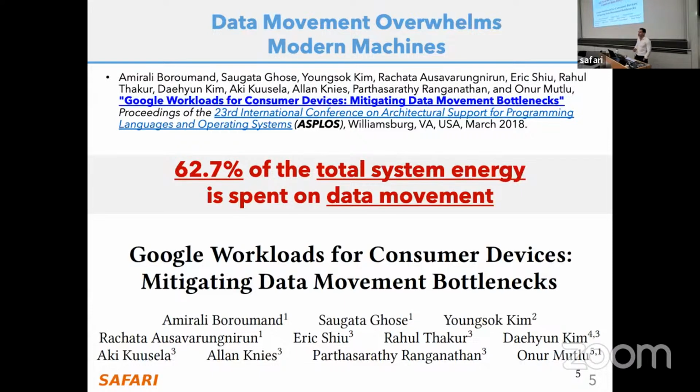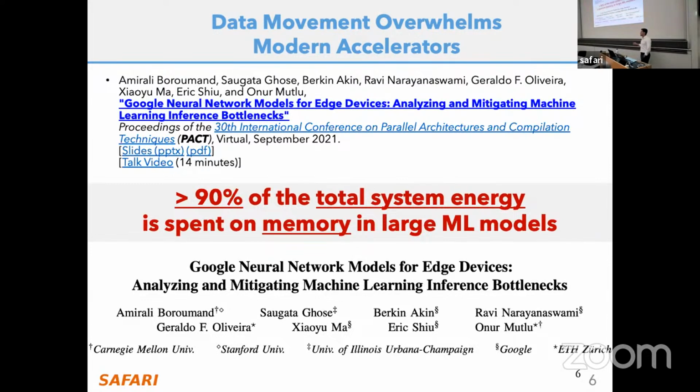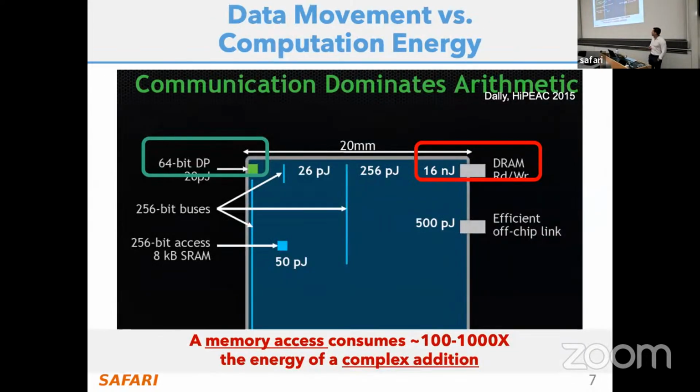Onur also showed in the lecture this work from Google that we did, that the problem is not only on servers or in big scale systems, but even your phone or your laptop. These data movement bottlenecks contribute significantly to the total energy consumption of your system, or your accelerator, for example, in a Google Edge CPU accelerator in this case.